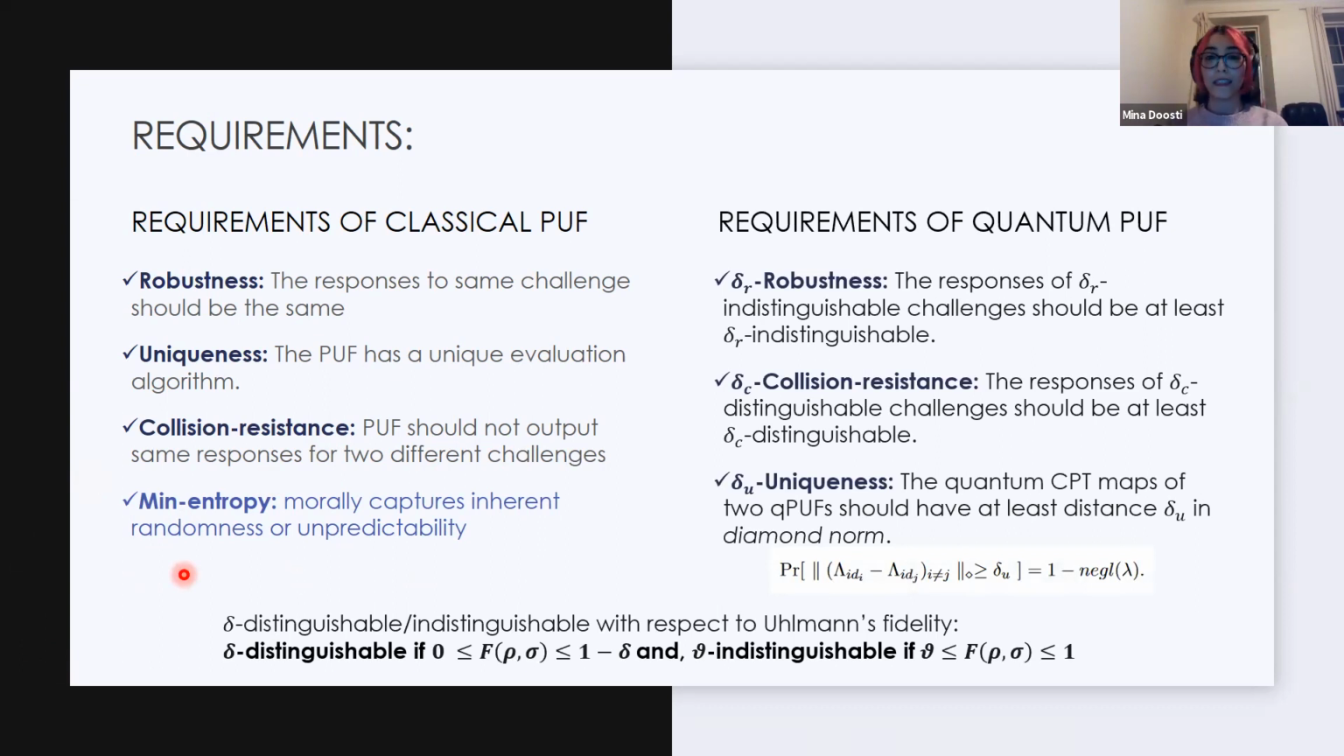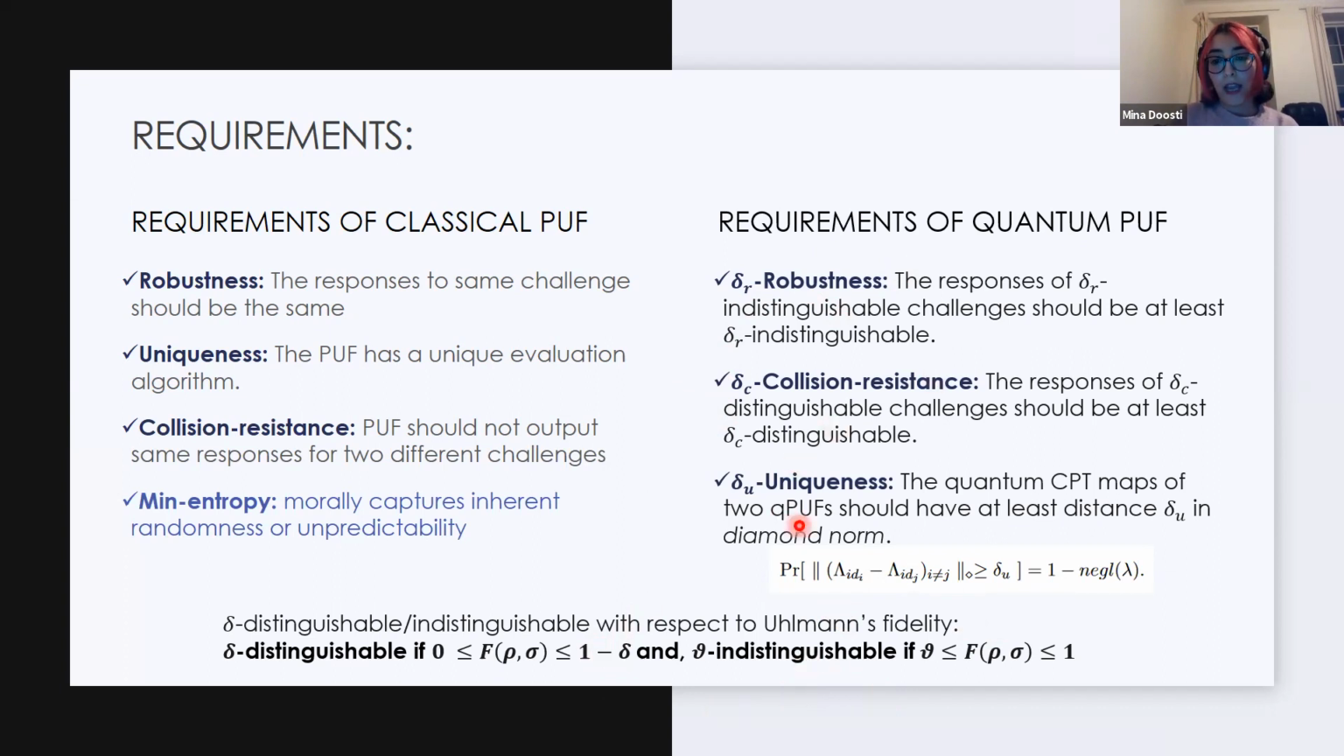So when we translate these requirements into the quantum world, because the challenges are, let's say, vectors in a Hilbert space or density matrices, it's not appropriate to just check their equality when we talk about robustness or collision resistance. It's better to capture the distance between these quantum states. That's why we define robustness and collision resistance with indistinguishability, which in fact is a distance requirement between the challenges or the responses, and this distance we define with respect to fidelity. But in general, you can define it with any quantum distance that you want, like trace distance, for instance.